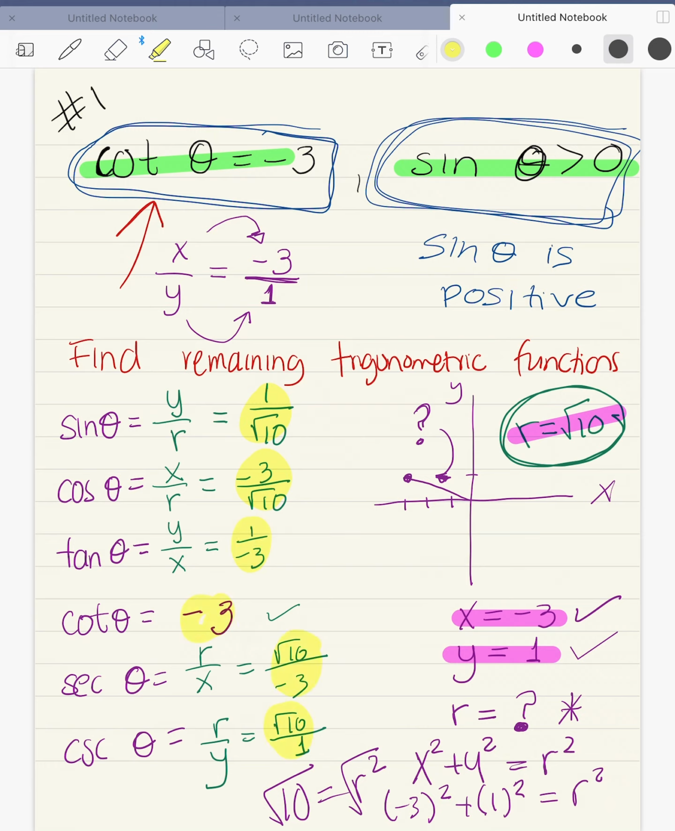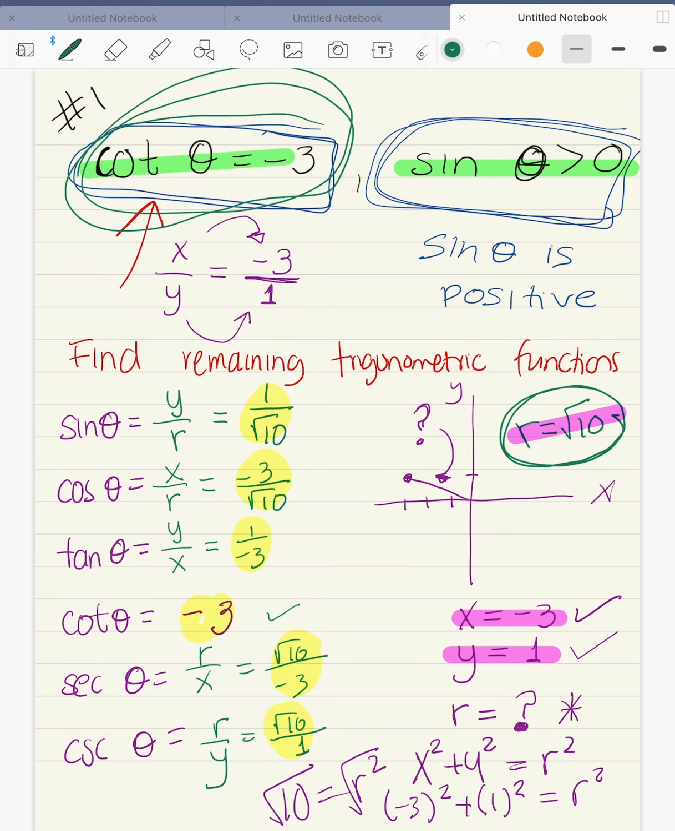if they give me one trigonometric function. In this case, they gave me cotangent. And then they told me that sine was positive. Remember that sine is y, and that's good because y is 1. So that satisfied the condition. So again, we can find any trigonometric function, or all of them, if one is given to us.